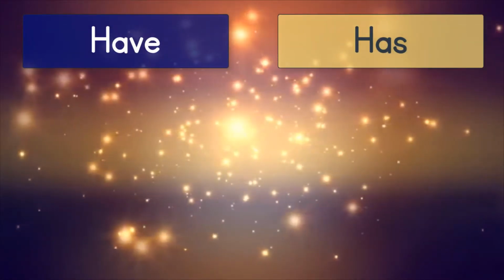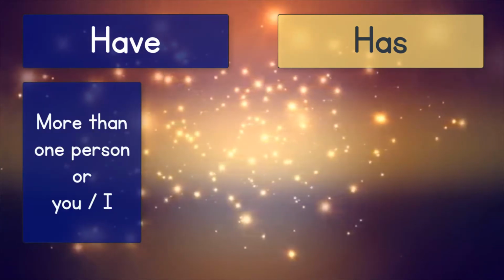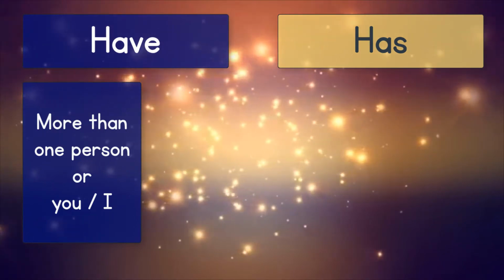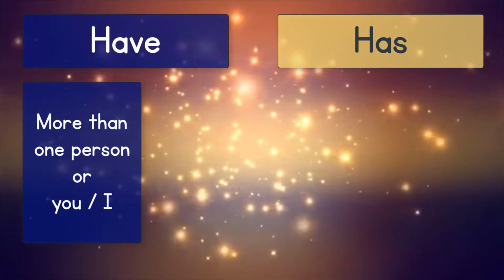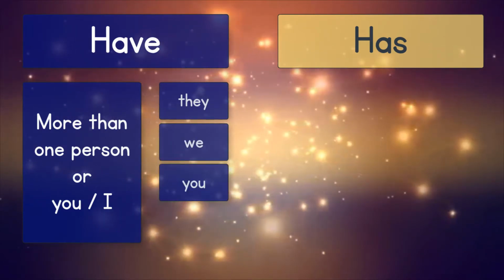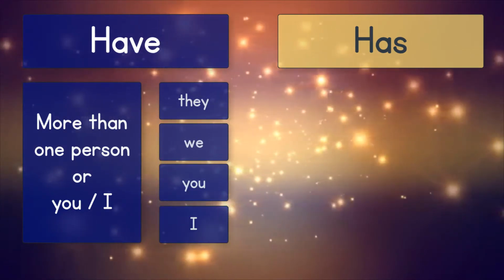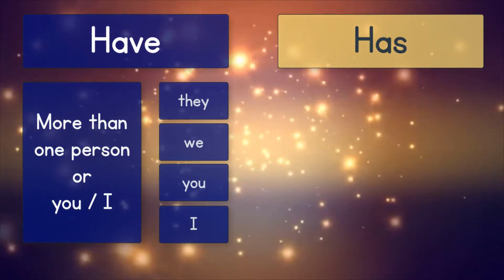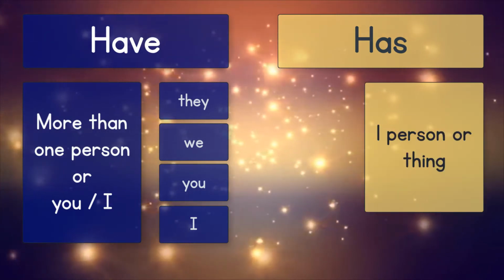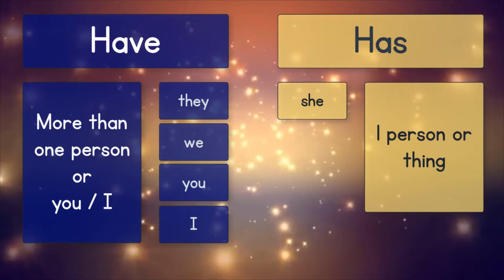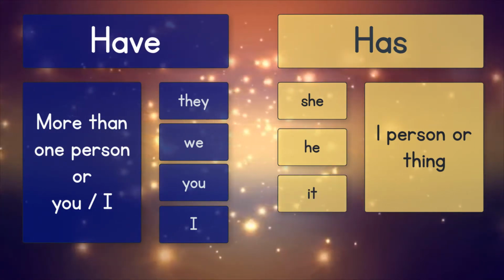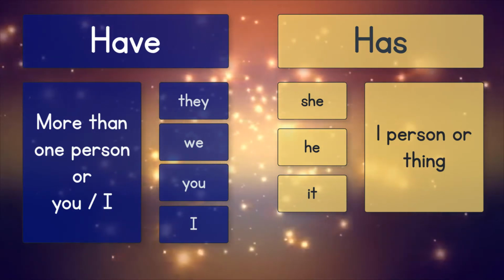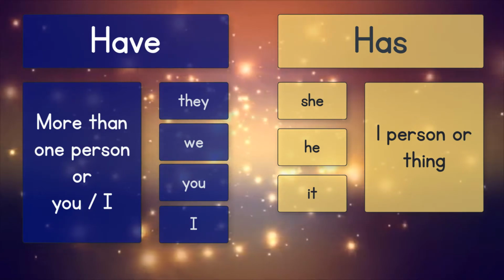The first one we're going to talk about is have and has. We use the word have when we're talking about more than one person, or we're using the word you or the word I. So we use have when the subject is they, we, you, or I. We use has when we're talking about one person or thing. So she, he, it. Has is when we're talking about one person or one thing. Have is when we're talking about more than one person, or we're talking about you or I.